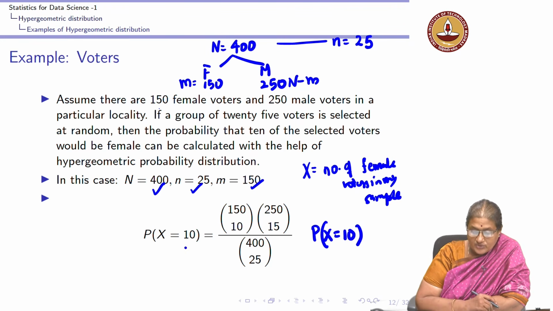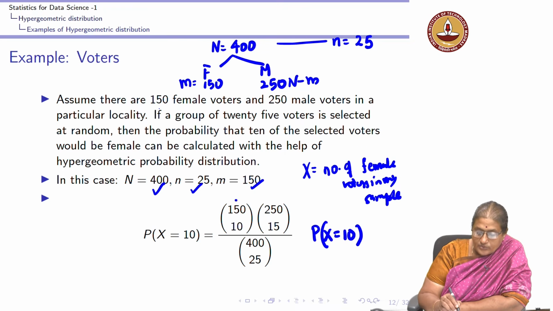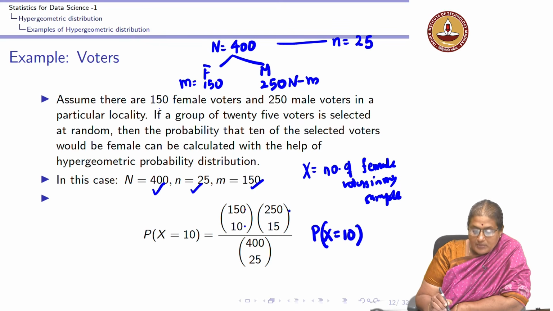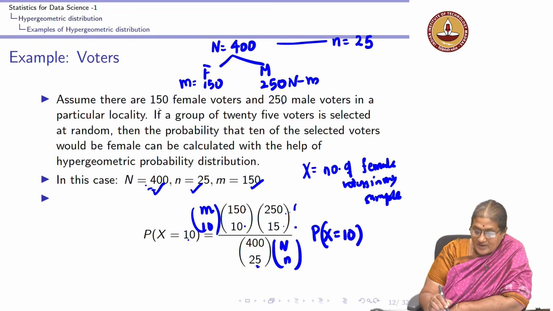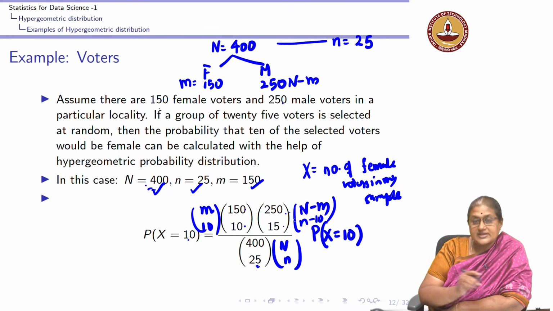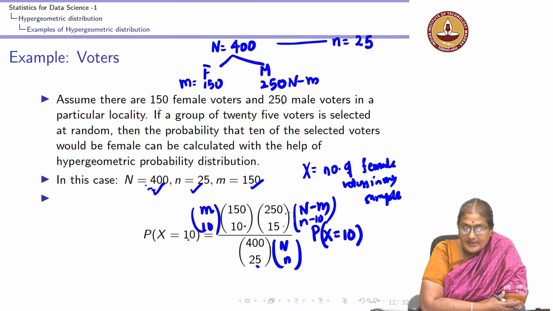I know that is equal to m choose 10, which is 150 choose 10, into N minus m choose n minus 10, which is 250 choose 25 minus 10, which is 15, divided by N choose n, which is 400 choose 25. So, this is my N choose n, this is my m choose 10, this is my N minus m choose n minus 10. That is how I get the probability that 10 of the selected voters would be female.